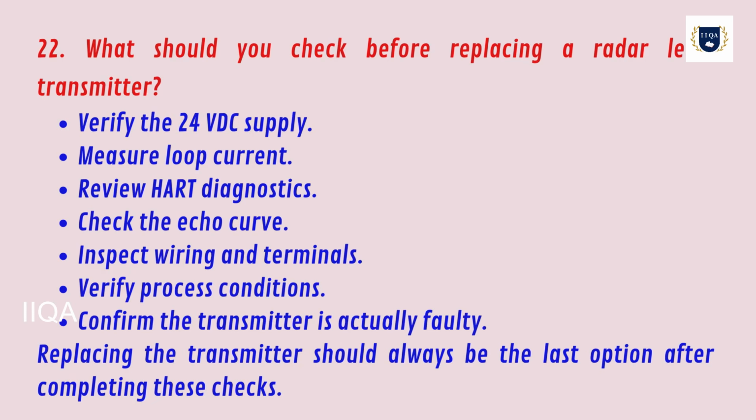What should you check before replacing a radar level transmitter? Verify the 24 volts DC supply. Measure loop current. Review HART diagnostics. Check the echo curve. Inspect wiring and terminals. Verify process conditions. Confirm the transmitter is actually faulty. Replacing the transmitter should always be the last option after completing these checks.